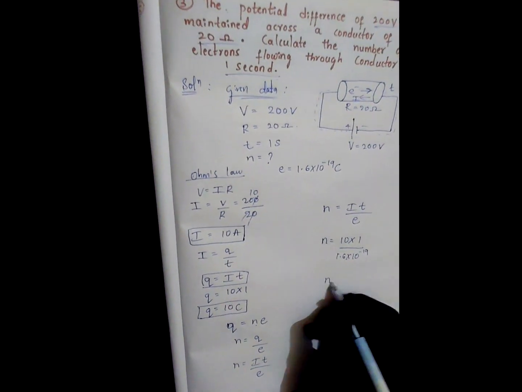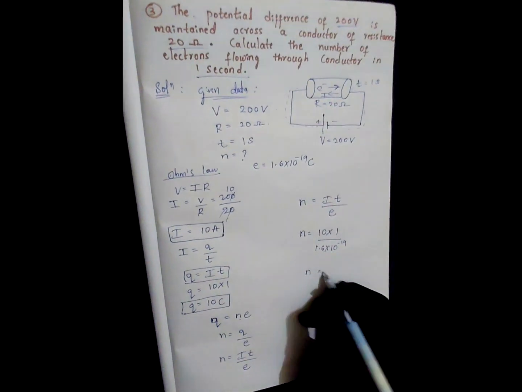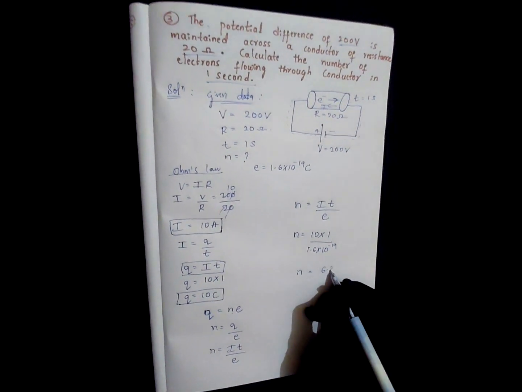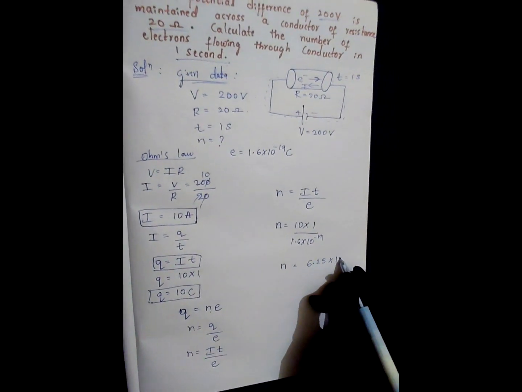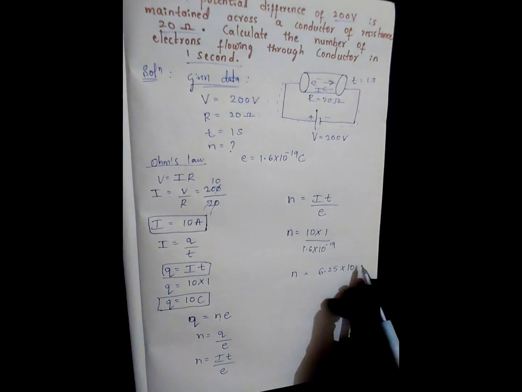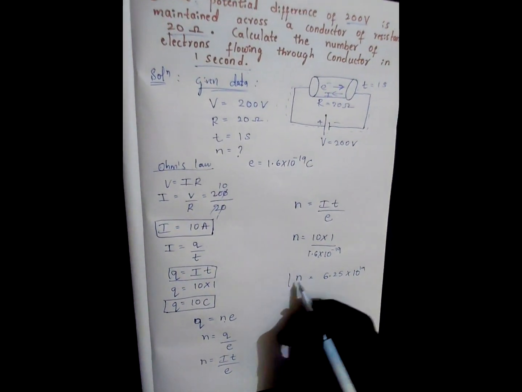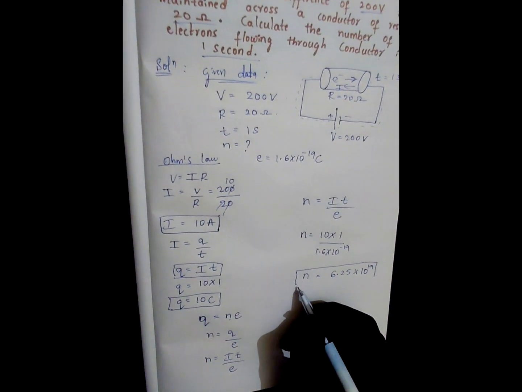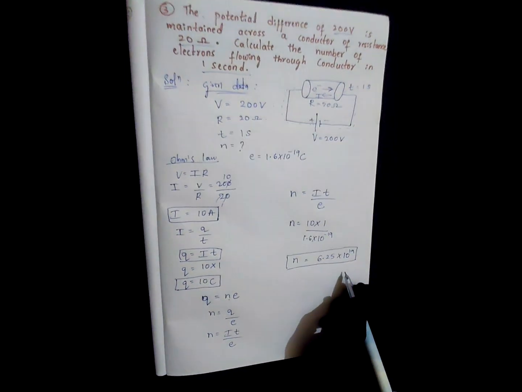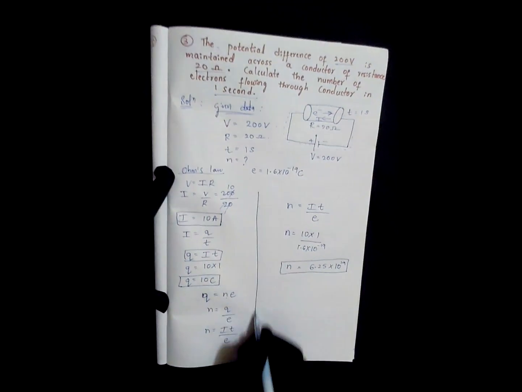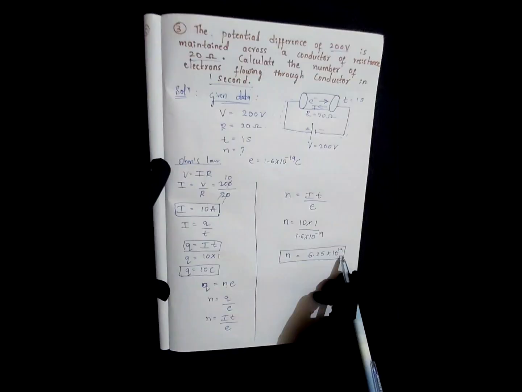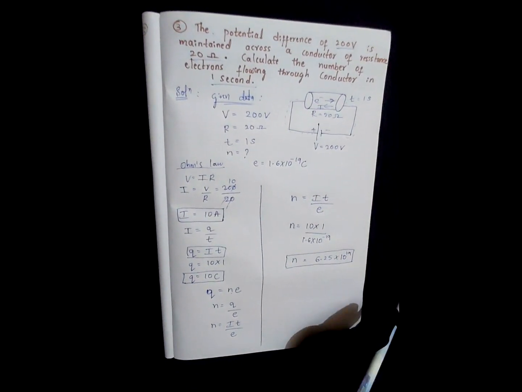After simplification we get the value of n is 6.25 into 10 to the power plus 19, where n is considered as the number of free electrons. Its value is 6.25 into 10 to the power 19. Take this screenshot.